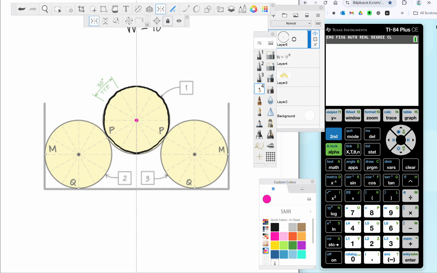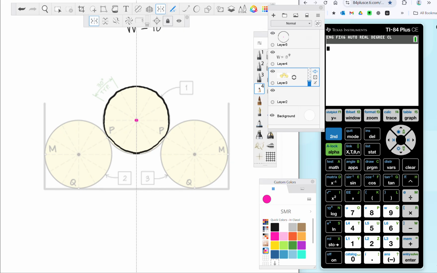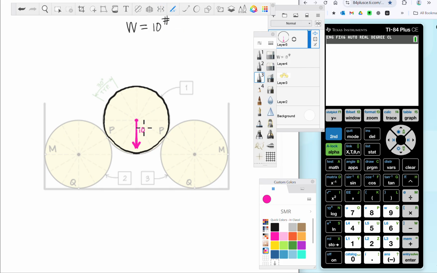Let's do a free body of this first sphere. So here is our normal force here, and that one we're going to label as 10 pounds. That's the weight. And then we have points of contact right there at point P. I know that this is a concurrent force problem. So I've got 3 forces on the body. They all have to coincide at the center of that sphere. So let's go ahead and draw that.